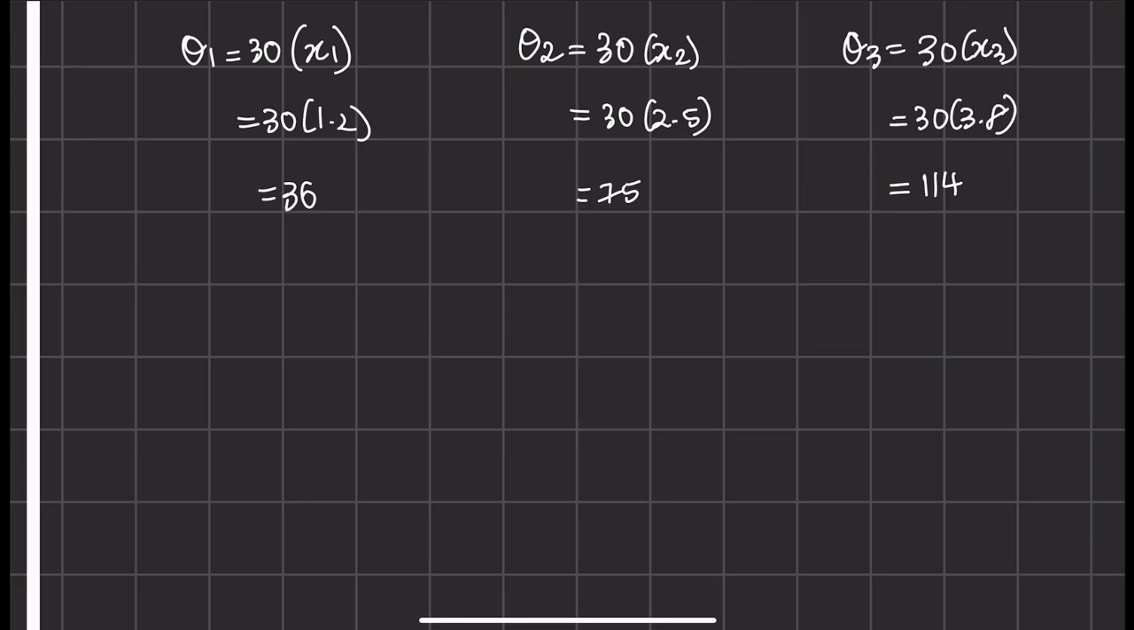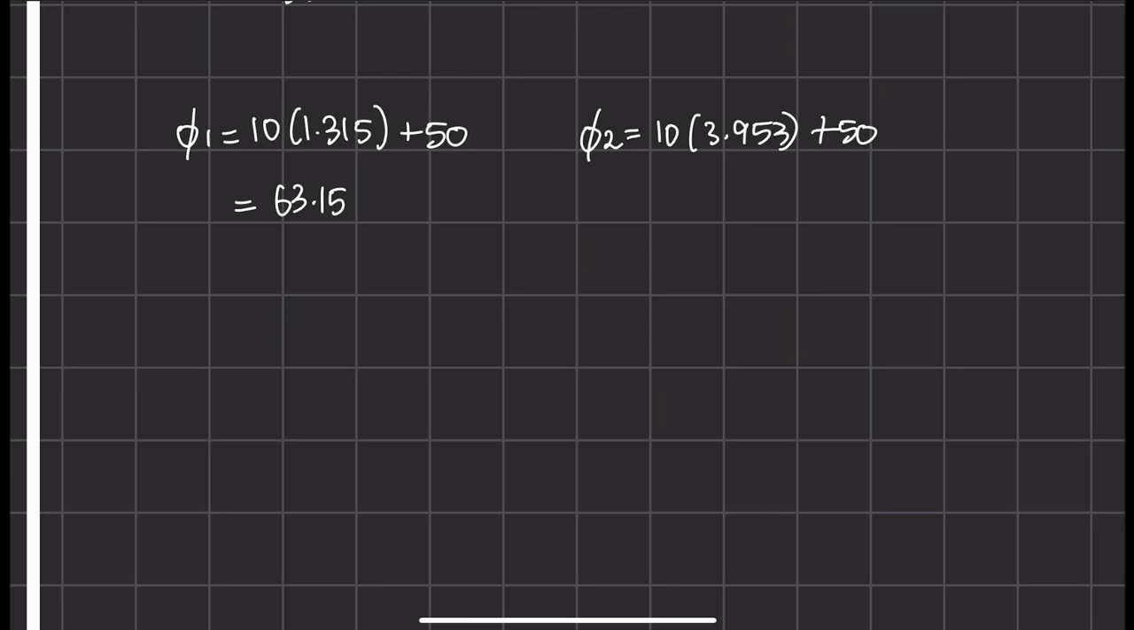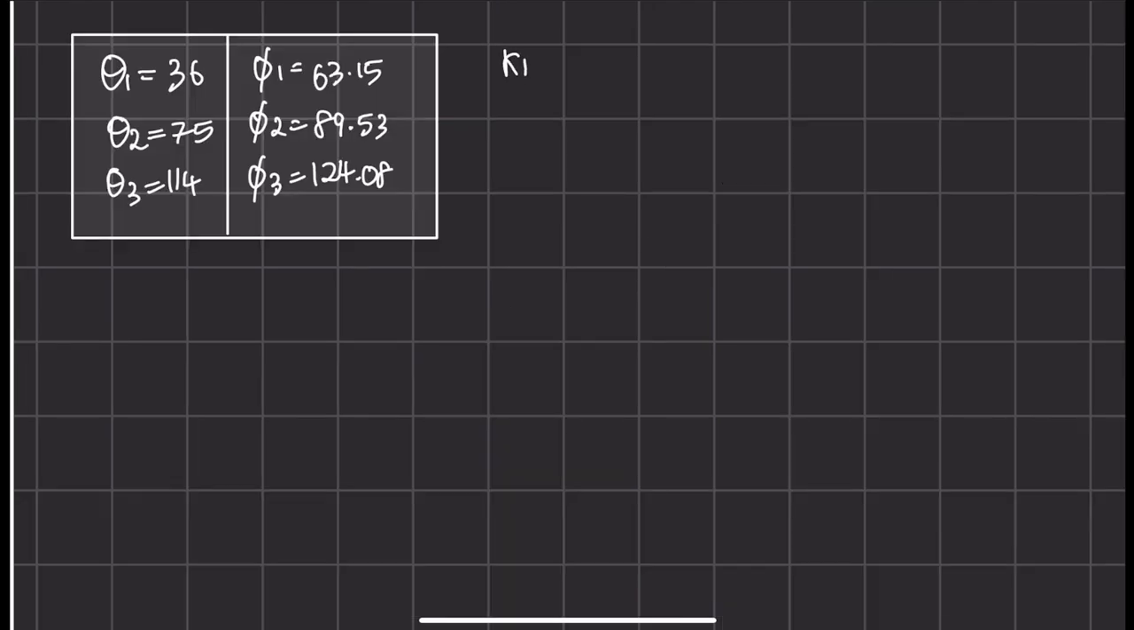After finding the values of theta 1, theta 2 and theta 3, we will be finding the values of phi 1, phi 2 and phi 3. Phi 1 is equal to 10 into 1.315 plus 50, which is 63.15. Phi 2 is equal to 10 into 3.953 plus 50, which is going to be 89.53. Phi 3 is equal to 10 into 7.408 plus 50, which is going to be 124.08.